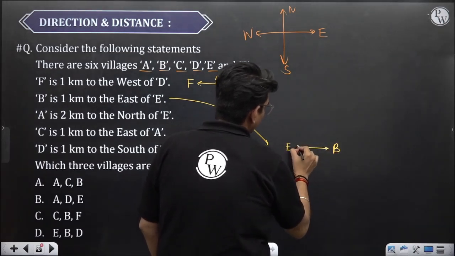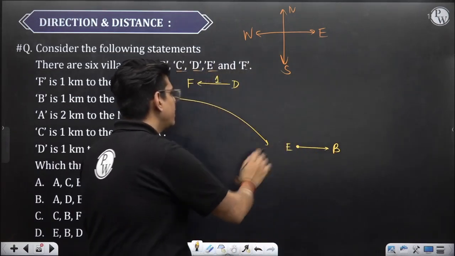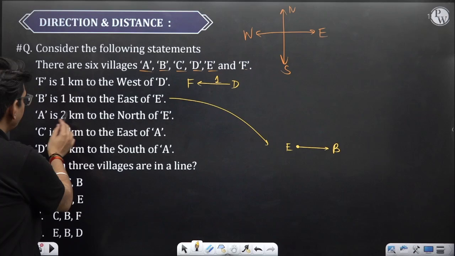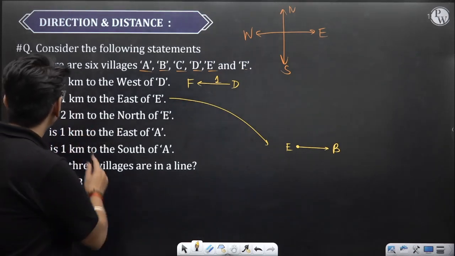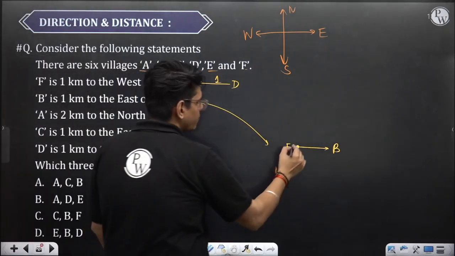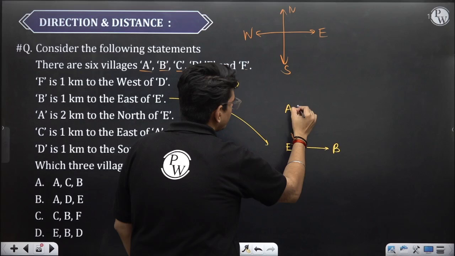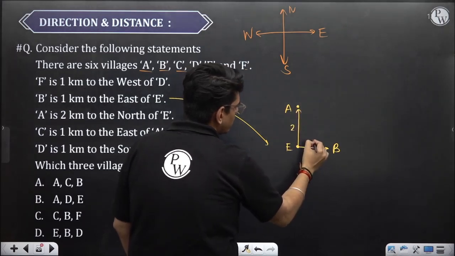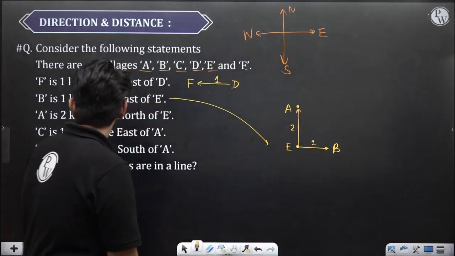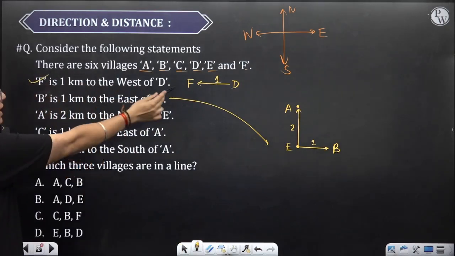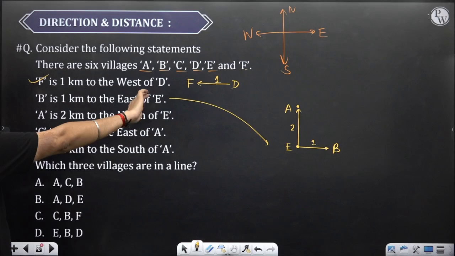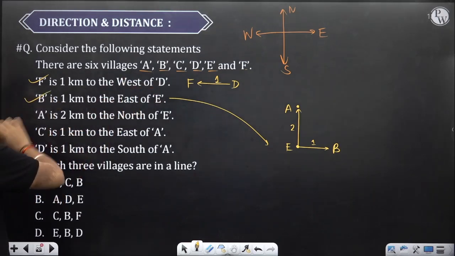Okay. Why did I draw it here? Because in the next step, A is given with respect to E. A is 2 kilometers to the north of E. So A is here, right? This is your A. This is your 2. This is your 1. Okay. Now this is done. We don't know the exact position of F and D, but they are at a distance of 1. B is done.